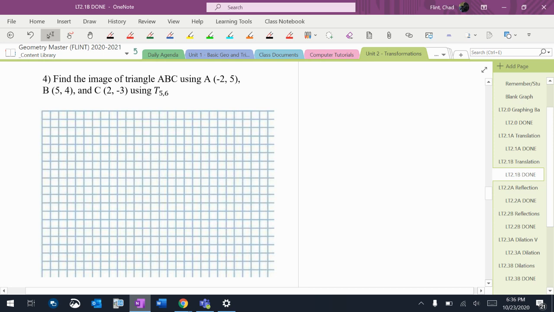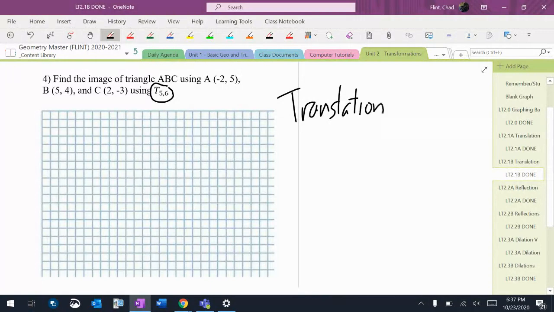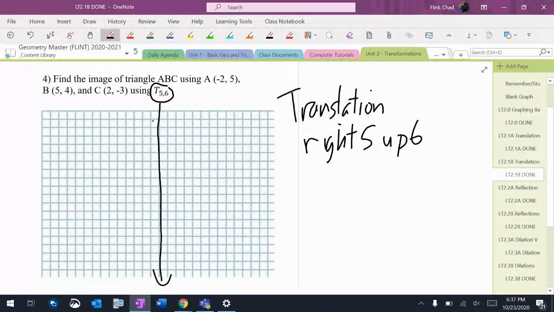All right, so another one of these. After you practice a few of these, you're probably pretty good. After this, they get a little bit harder. So that's going to be a translation, not transformation, translation. Right 5, up 6. All right, and I'm going to plot my points. Needs to be relatively close to one of the lines.